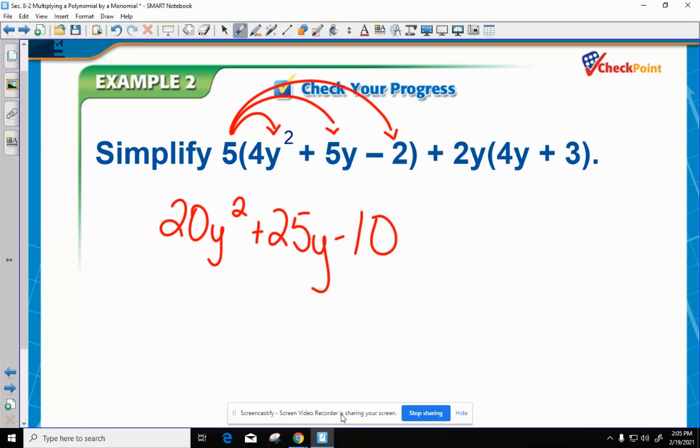25 and 6 is not 11. Wait, I don't even know why I put 11. What's 25 and 6? 30, 31, 32, 31. 31.